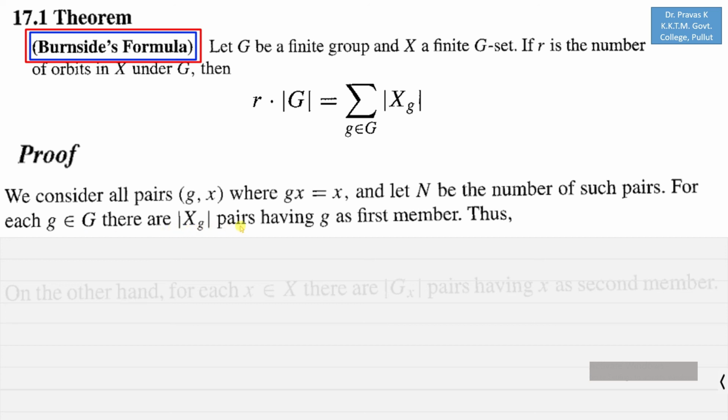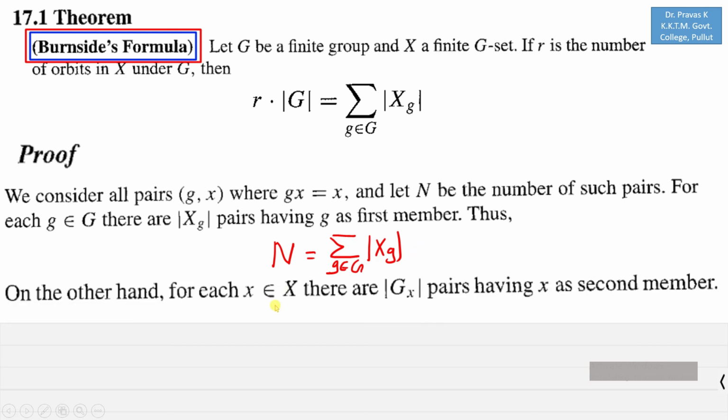Now if n is the number of such pairs, then for each small g in capital G, we know that there are order of Xg pairs having g as the first member. That is, n is equal to summation over g of order of Xg. Now on the other hand, for each small x in capital X, we can have order of G suffix x pairs having x as the second member, which means that you can also write n as sigma over small x of order of G suffix x. We already saw the same result in one of the previous examples.